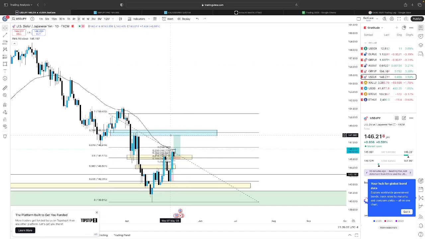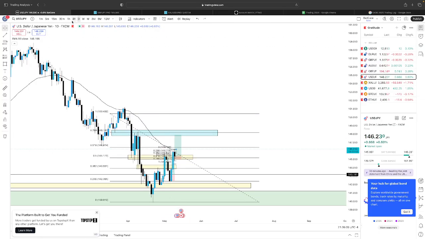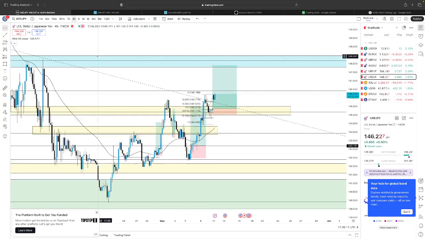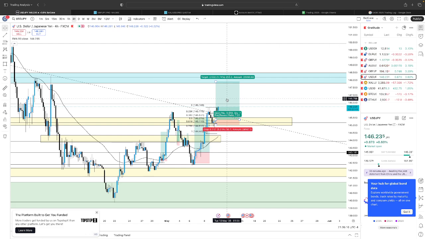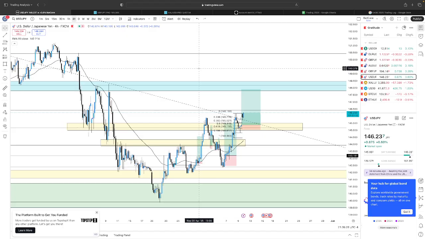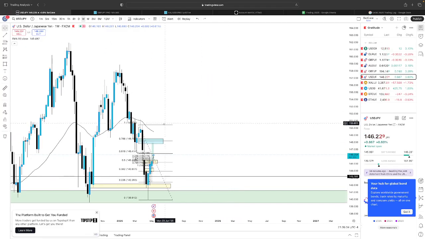And like I said, on higher time frames, price action could look to rise towards this supply and demand zone. So if we were to go on to the 4-hour time frame, price action could look to continue to go bullish towards the 148 supply and demand zone area, which is also the 78.6% retracement. And if we were to go on the weekly time frame, it's also a lower high.